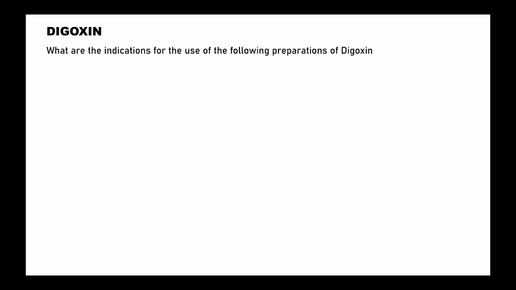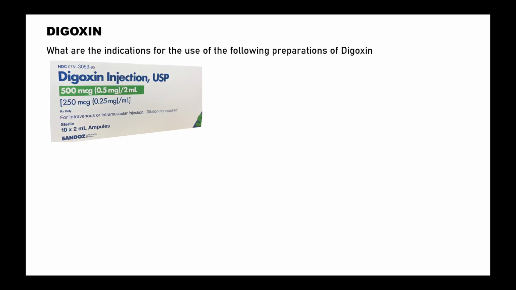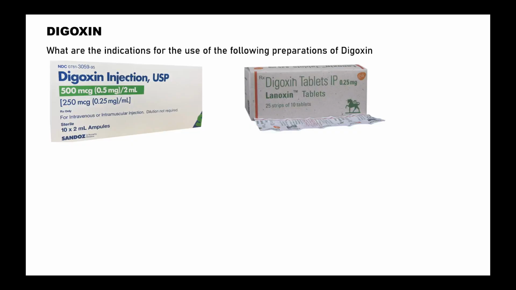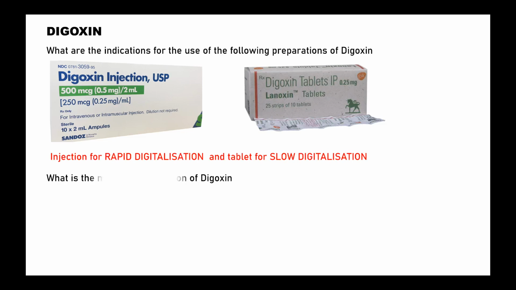Digoxin. What are the indications for use of the following preparations of digoxin? Digoxin injection, 500 microgram in 2 ml, and digoxin tablet, 0.25 milligrams. When will you use the injection? When will you use the tablet? Tablet for maintenance, sir, for cardiac failure. Tablet for slow digitalization, whereas parenteral injection is for rapid digitalization. So injection for rapid digitalization and the tablet for slow digitalization.